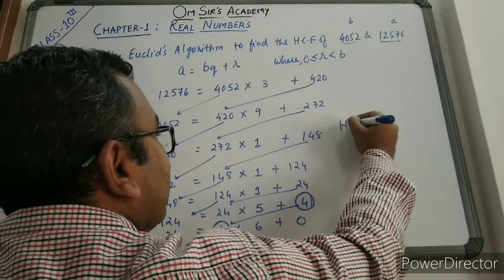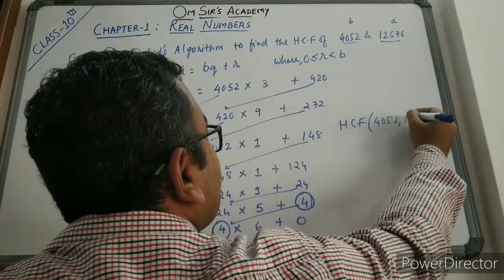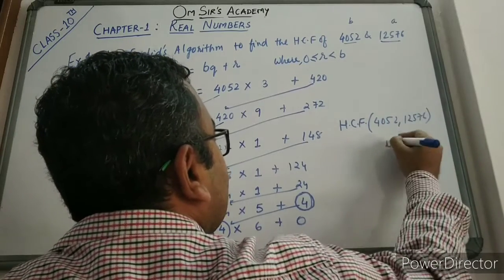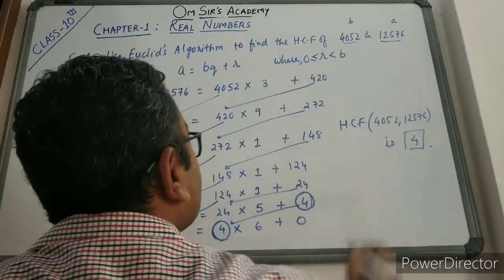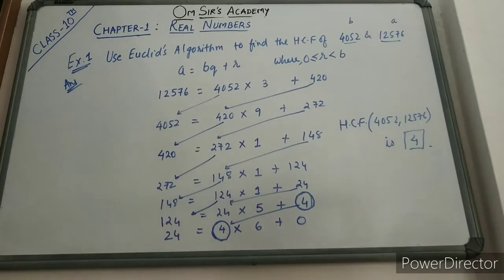So what is my HCF? HCF of 4052, 12576 is 4. So this is my answer. So hope this is clear, friends.